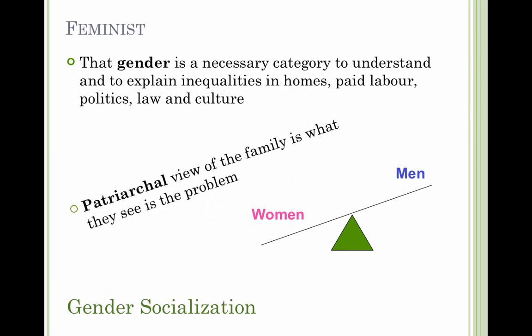A patriarchal view of the family is what they see as the problem. This is families that are focused on male-led families. Men hold the influence and the power and the authority in a family. It's called patriarchal, unlike female-driven families, which would be considered matriarchal, and there aren't very many examples of that in our human existence. And then what they would be striving for is what would be called egalitarianism, or a balanced family. Now, they view this inequity as existing in home, paid labor, politics, law, and culture.